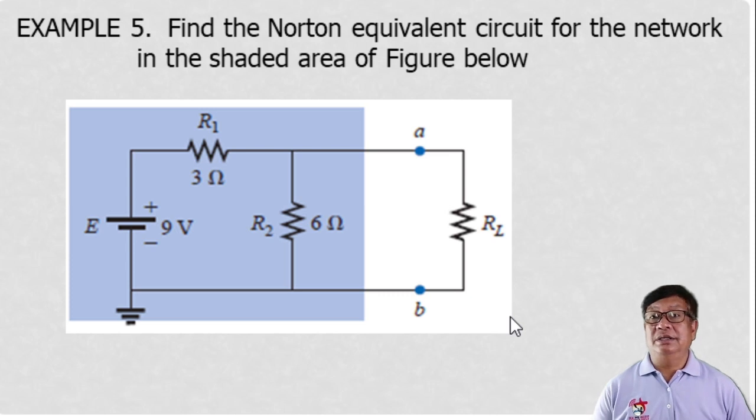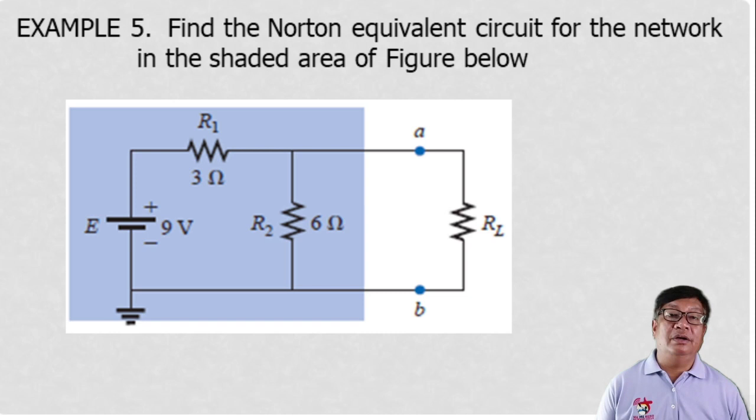Okay, so let us analyze this example number 5. Find the Norton equivalent circuit for the network in the shaded area of the figure below. Okay, so this is the shaded area here. Okay, ito po. So, mayroon tayong voltage source of 9 volts. Mayroon tayong R sub 1 which is 3 ohms. Mayroon tayong R sub 2 which is 6 ohms.